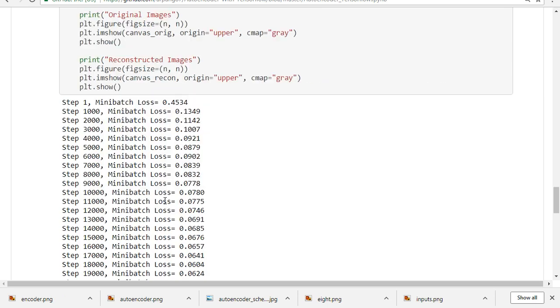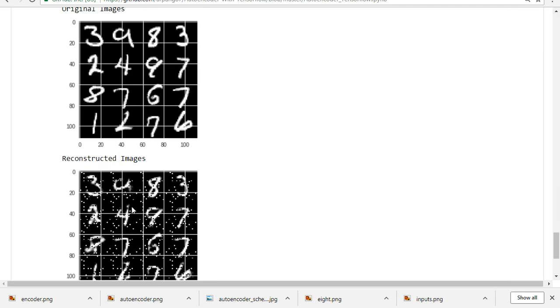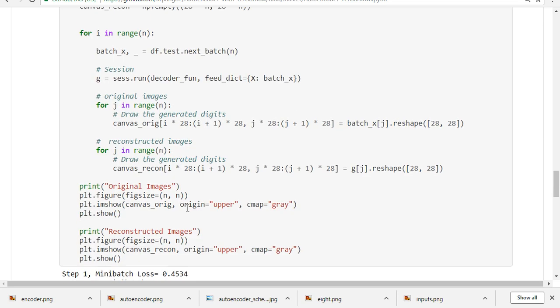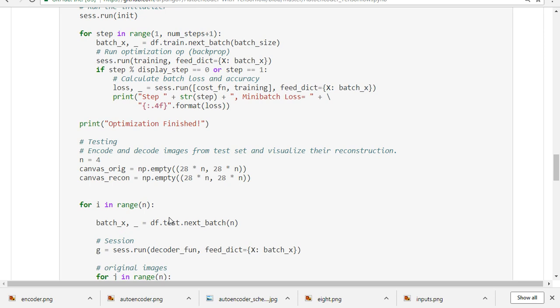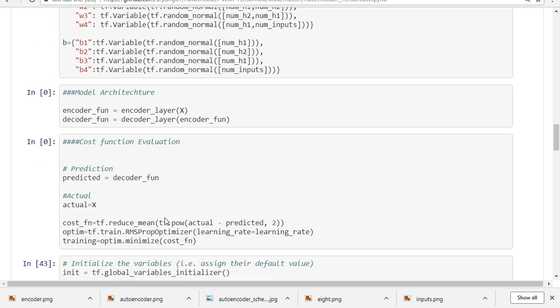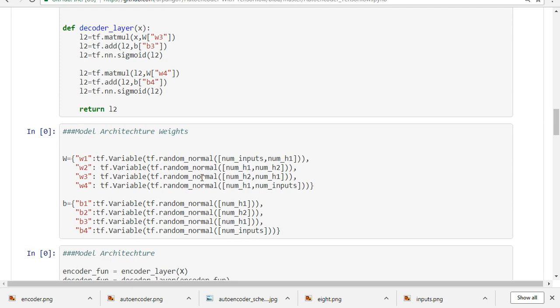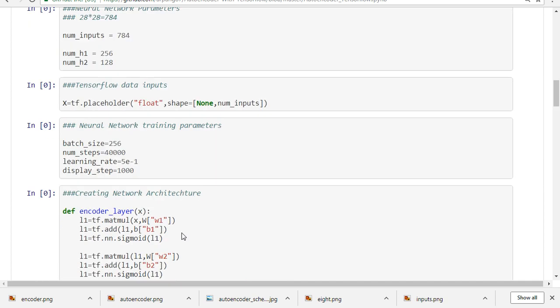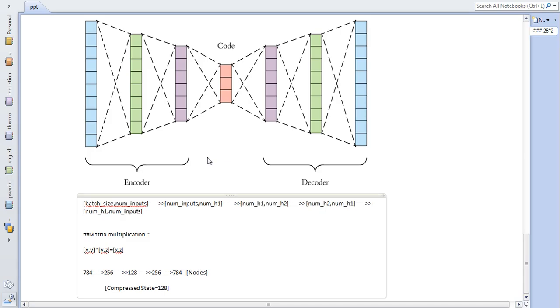Now you're seeing the images are pretty nice, and in the reconstructed images also they are quite recognizable, so there is very little noise. If you train for a longer time or with better parameters, I mean you can have more layers with different weights W1, W2, W3, W4. You can use n number of layers depending on that. Instead of using the simple encoder decoder neural network layers, you can also use a convolutional neural network for autoencoders, which I will be discussing in later videos.